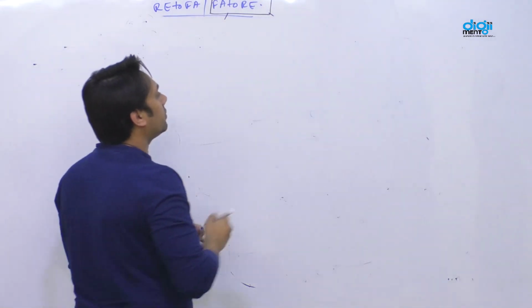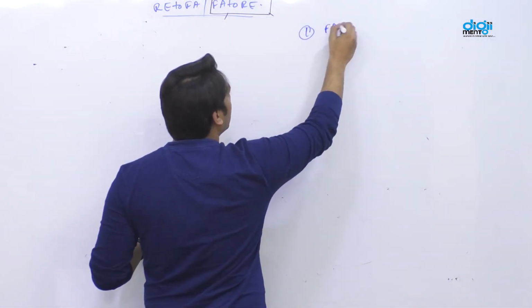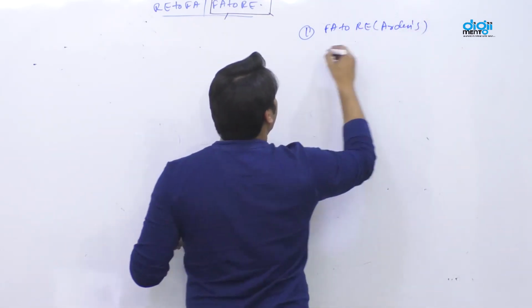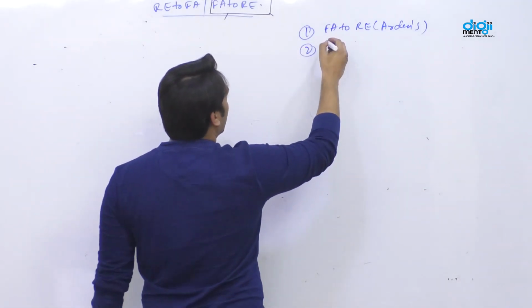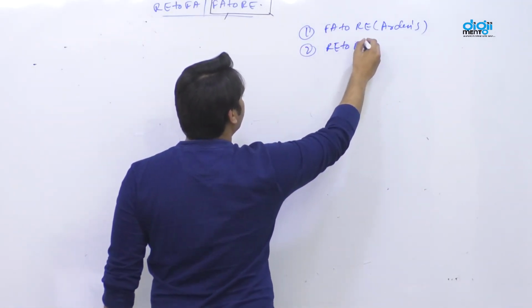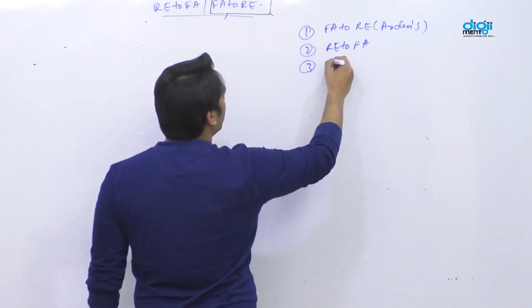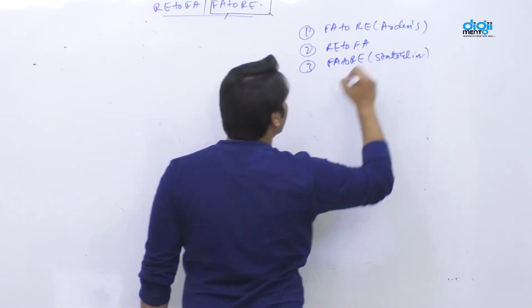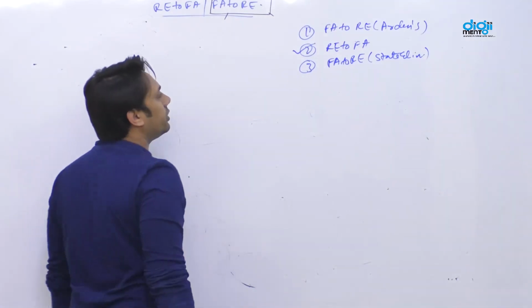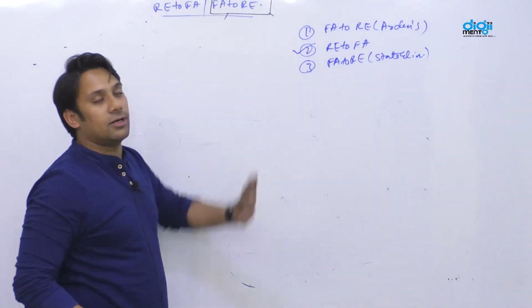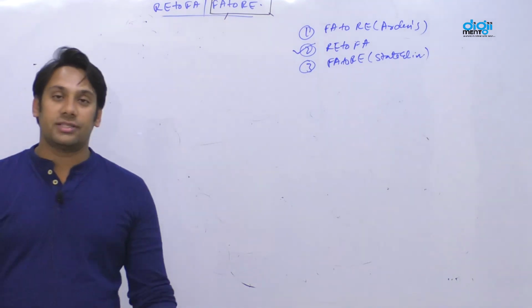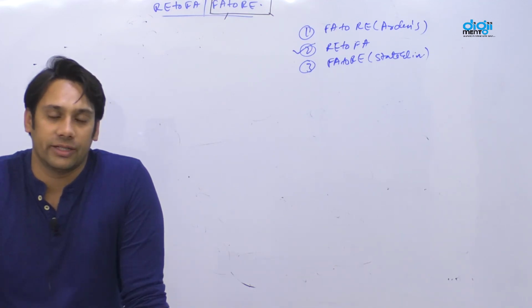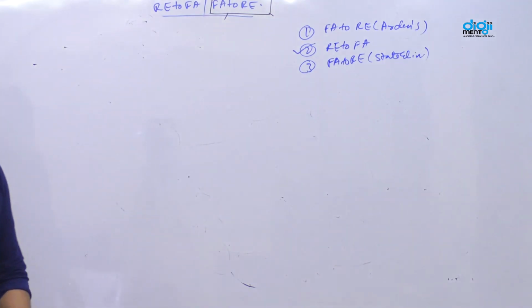So my order of following was, first I told you how you can convert an FA to RE using Arden's theorem. This is something that I've done till now. Now the second topic in this section is how you can convert RE to FA, and the third topic will be how you can do FA to RE using state elimination. Why am I taking it third? Because after you understand RE to FA, the third part becomes very obvious. You will say, sir, please don't do it, but again I will do it. After understanding the second part you will be able to understand the third part very easily. So let me take the third part here.